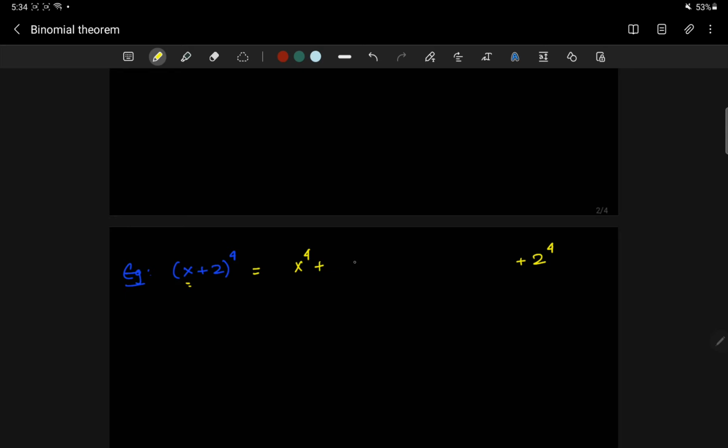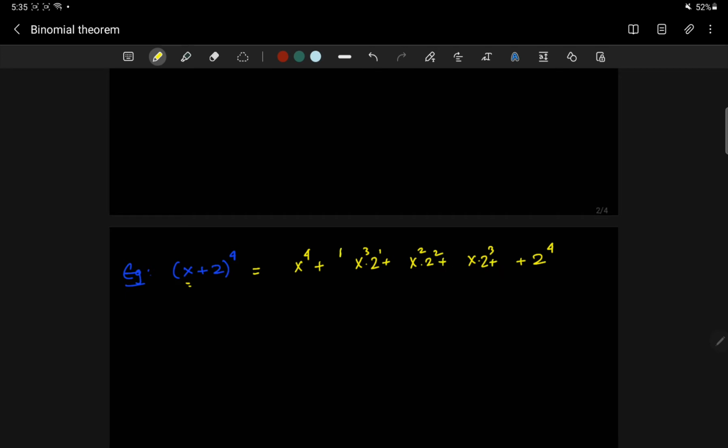Okay, now what we're going to have is the powers of x reduce. So x cubed, x squared, and then an x. But while this reduces, the power of 2 increases. So this is going to be 2 to the 1, 2 to the 2, 2 to the 3, and then 2 to the 4. So you have to make sure they match up to the endpoint. Now the last thing left to do is figure out the number.